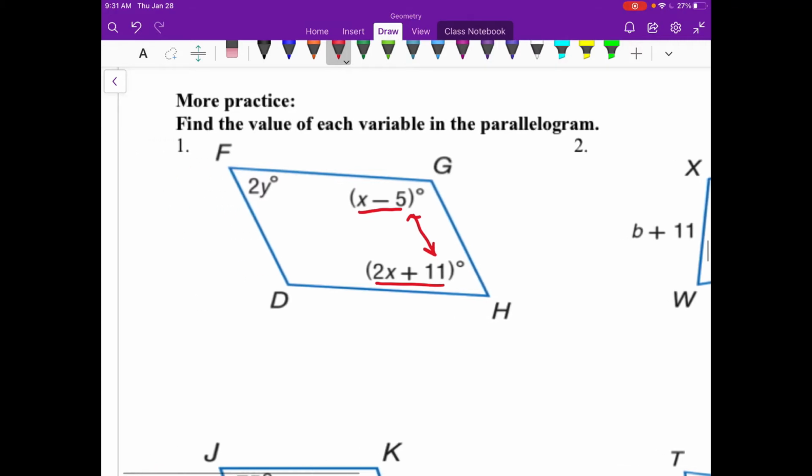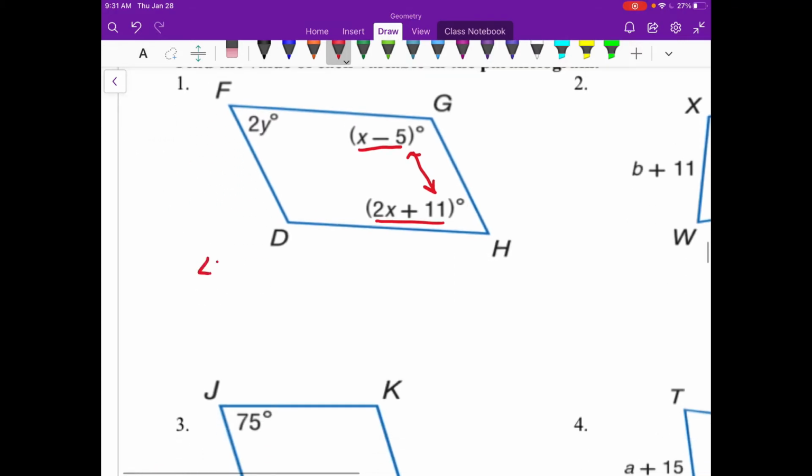So I'm going to put angle G, which is this one, plus angle H, so this one, angle G, angle H, have to add up to 180 because they are consecutive angles. Consecutive angles are supplementary.